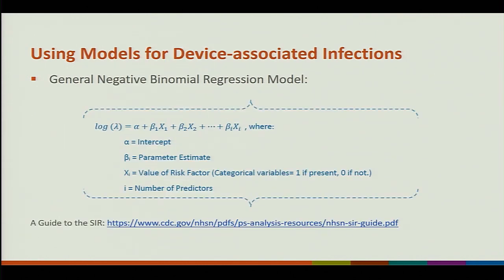So this slide displays the general negative binomial regression model for calculating the number predicted for the device-associated data. It has an alpha, which is the intercept of the model. Then it has a beta, which is the parameter estimates or the risk factors. The X value represents the presence or the absence of the risk factor. And then finally, the number of predictors. Once you have these values, you would complete the calculation and then take the exponent of that result.